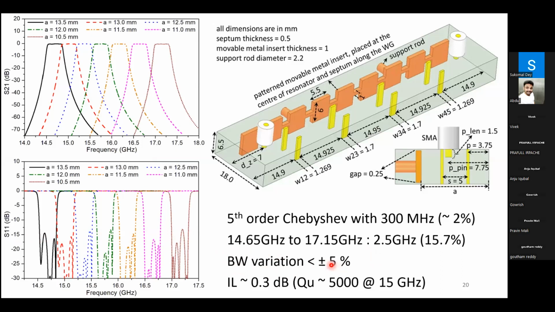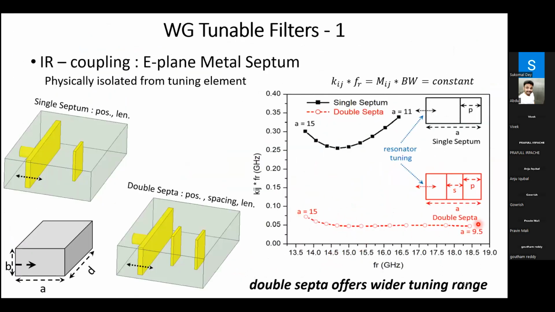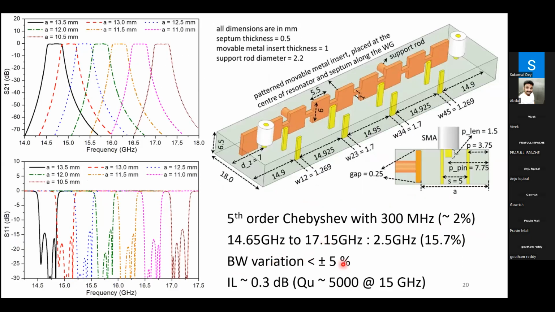It has to come, right? Because we ensured that there was a constant bandwidth criterion with the double septum. We ensured it here. And the bandwidth variation was less. The tuning range was around 15%. And the insertion loss was also pretty good, around 0.3 dB over the tuning range.